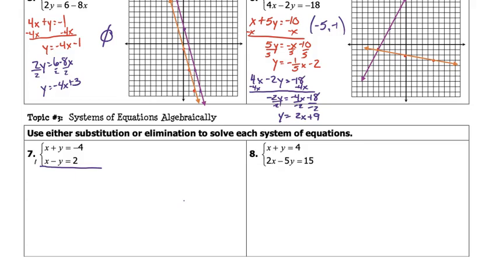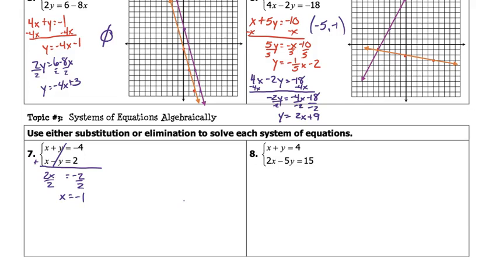So I'm just going to put these together. I'm going to add them. x and x is 2x. My y's are going to be eliminated. Negative 4 and 2 is negative 2. Now with just x, it's easy to solve to find x. x is negative 1. Well, if I know x, I can go find y.